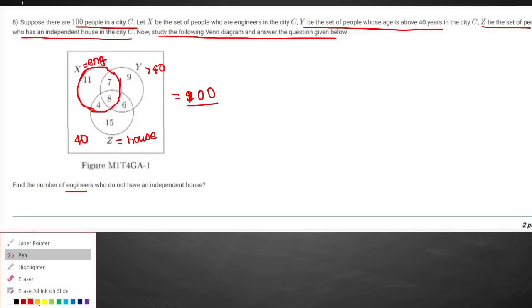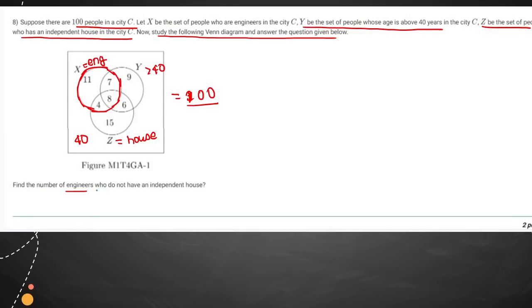So now we will use a different color. We have to find engineers who do not have an independent house. These people are having an independent house, and these people will not have an independent house. We have to find engineers, so for engineers, only these two. 11 plus 7, that is 18 people do not have an independent house.